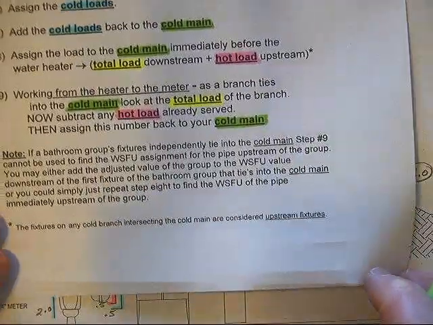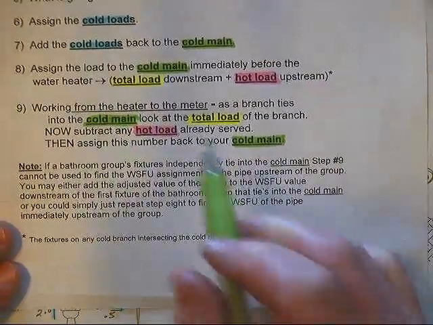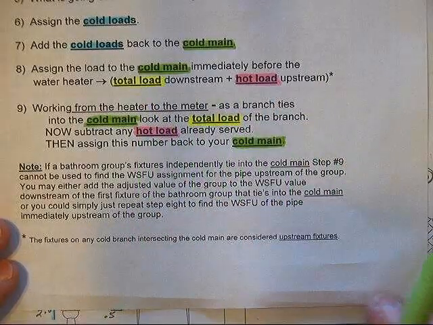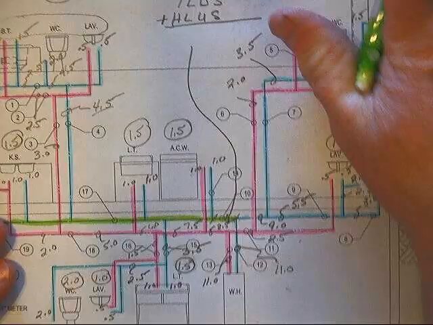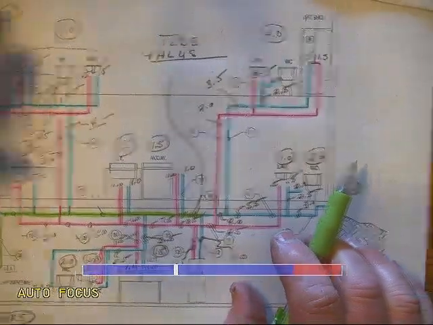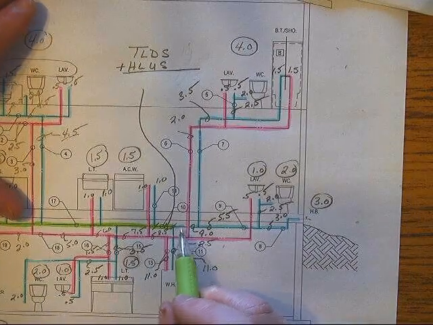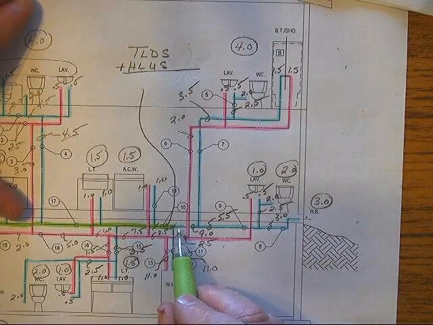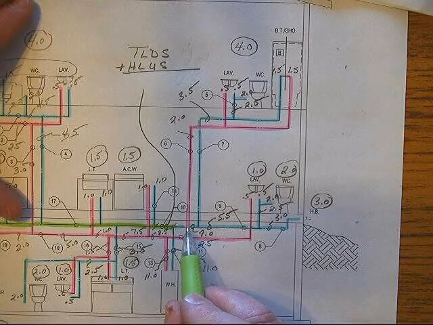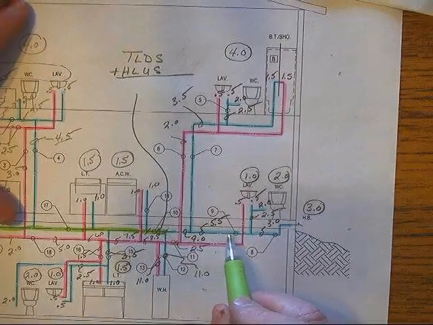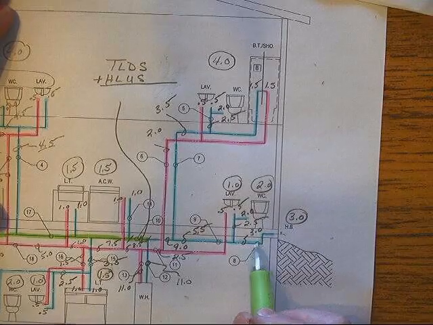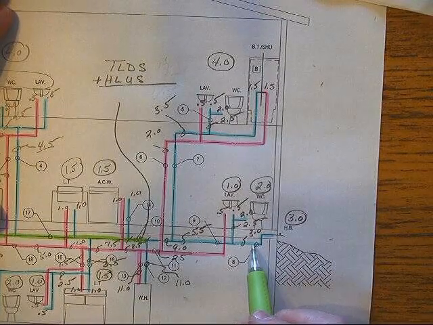To do that, we are going to take the total load downstream plus the hot load upstream. The total load downstream will be determined by following the water distribution piping past the tee that feeds the water heater and following it to the plumbing fixtures that are connected downstream and looking at their total loads.